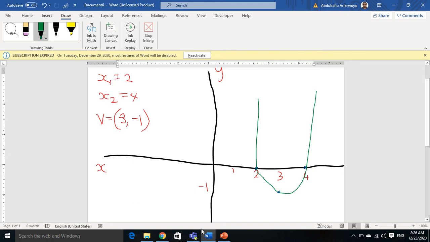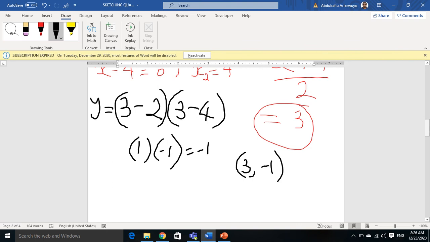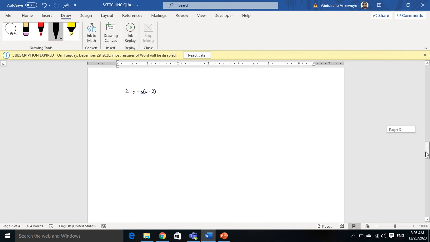Alright, so you are welcome once again. Let's take another example to make it much easier for you. Okay, example number 2. We have y is equal to x, open bracket, x minus 2.